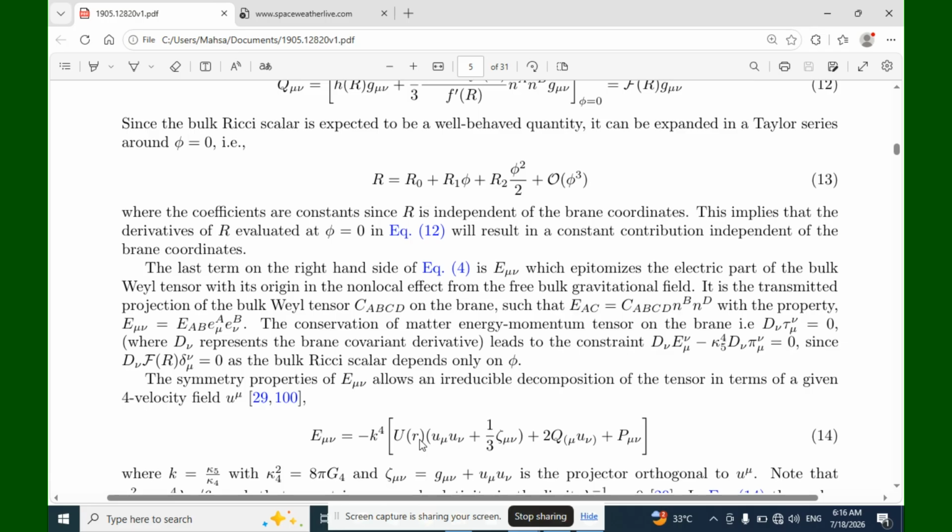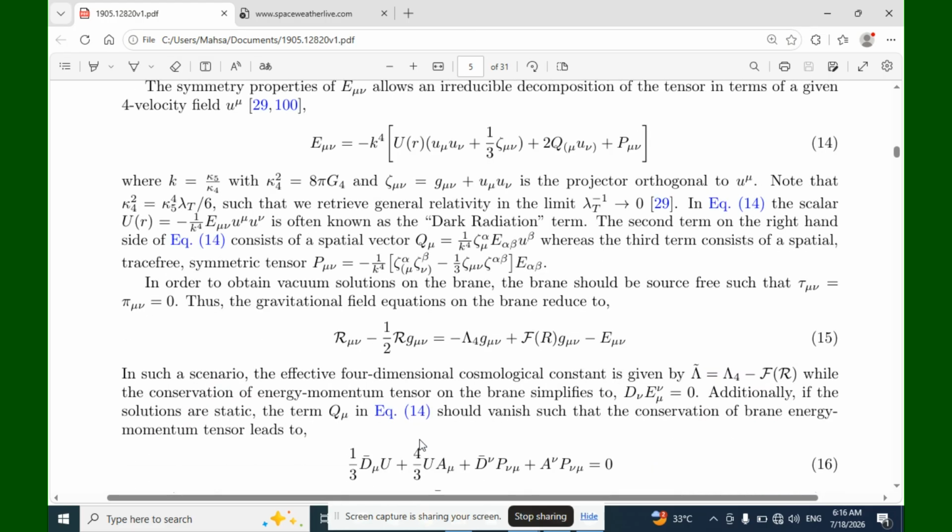The symmetric properties of E_μν allow the irreducible decomposition of the tensor in terms of a given four-velocity field U_μ, and we have E_μν is equal to minus κ^4 multiplied by U_R multiplied by U_μ U_ν plus 1 divided by 3 ζ_μν plus 2 Q_(μ U_ν) plus P_μν, where χ is equal to χ5 divided by χ4, with χ4 squared equal to 8πG4, and ζ_μν is equal to g_μν plus U_μ U_ν. ζ_μν is a projector orthogonal to U^μ.